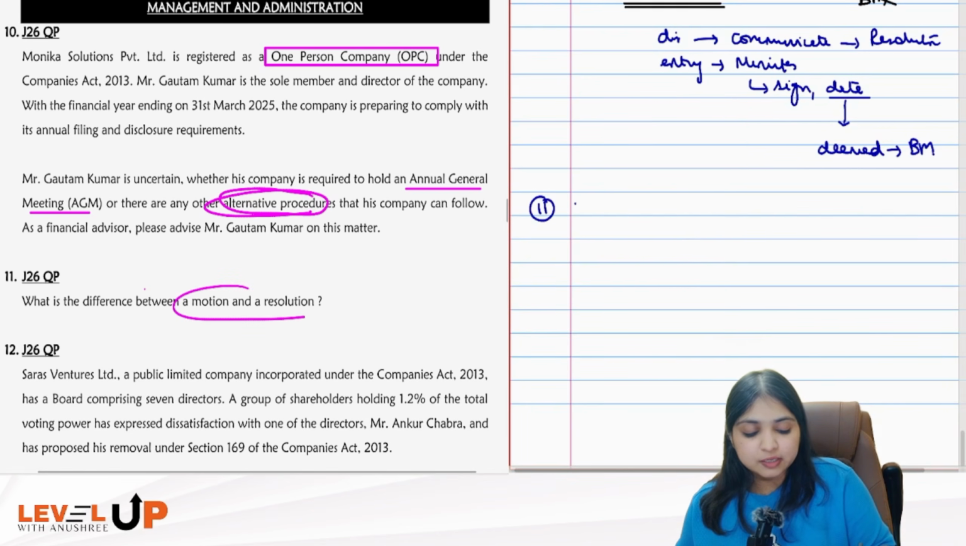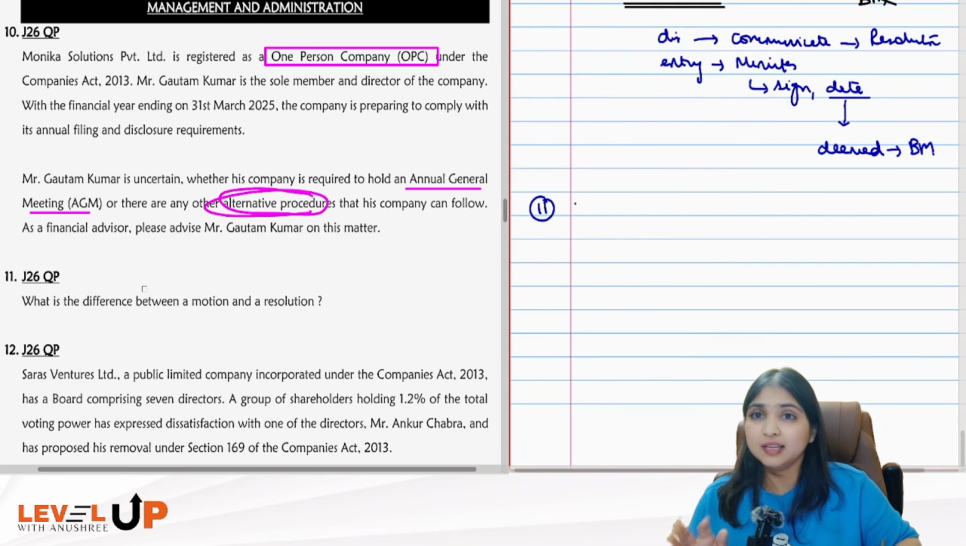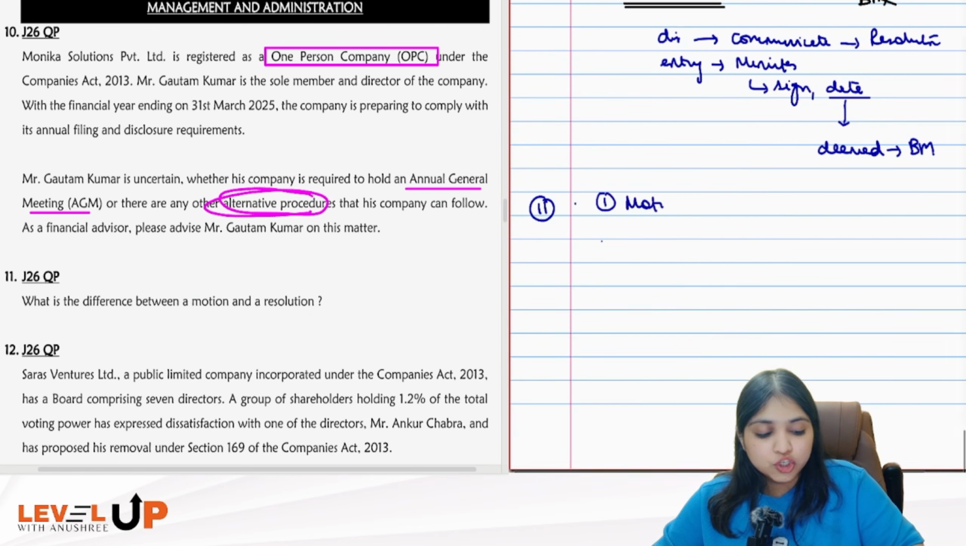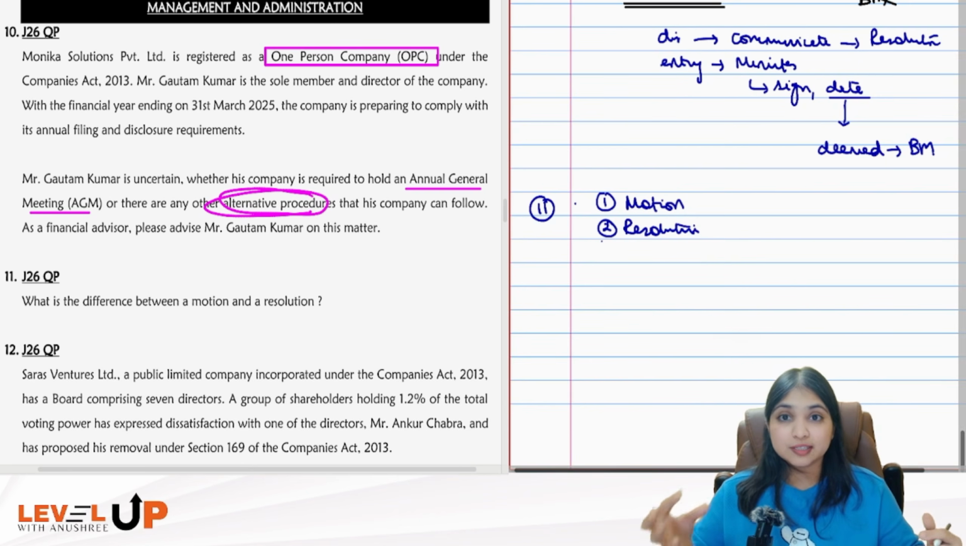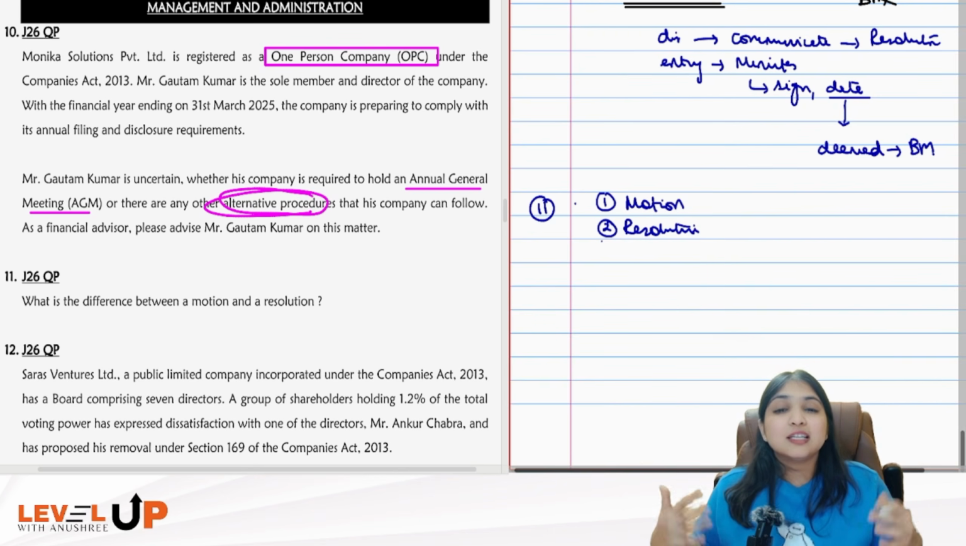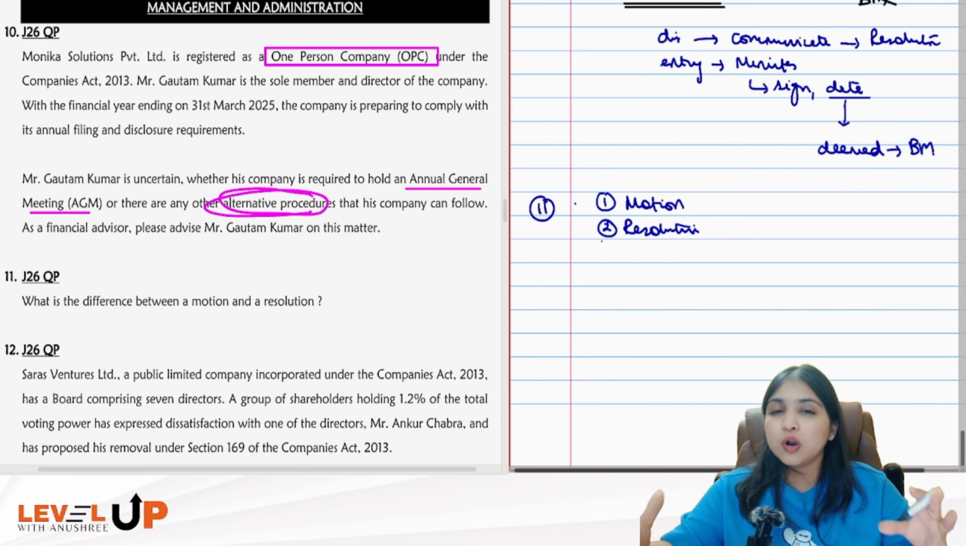Question number 11 is difference between motion and resolution. It's simple. See, understand the sequence. First, the motion is put before the members, and then only the resolution is passed. Let's take an example. Let's say the company wants to issue sweat equity shares.